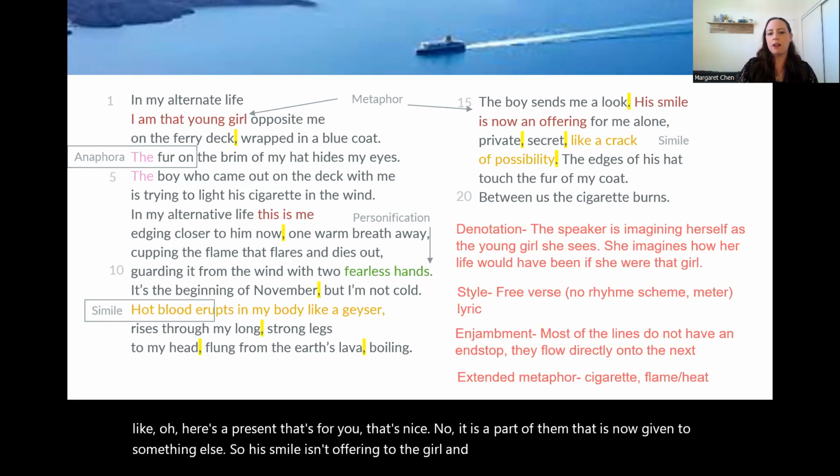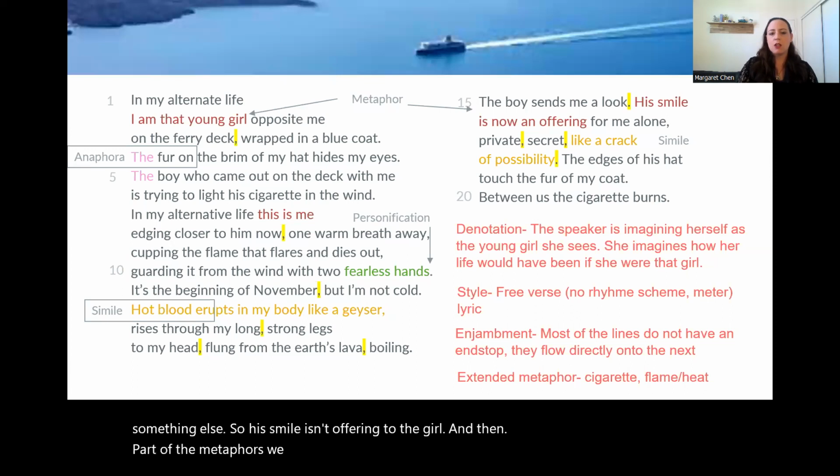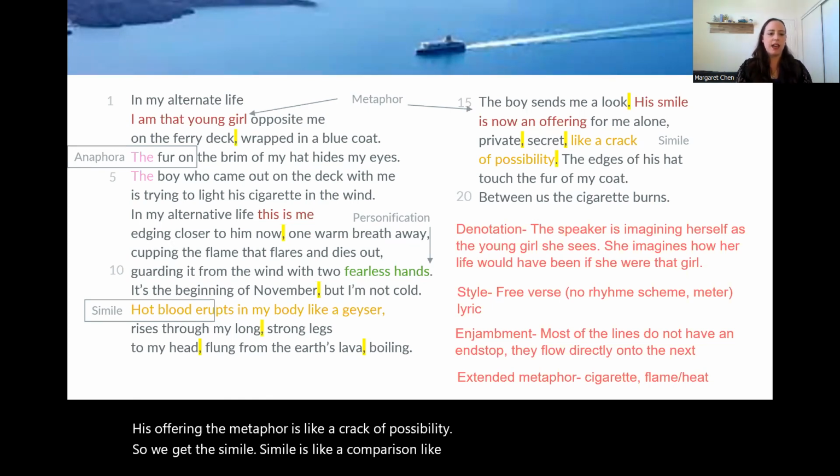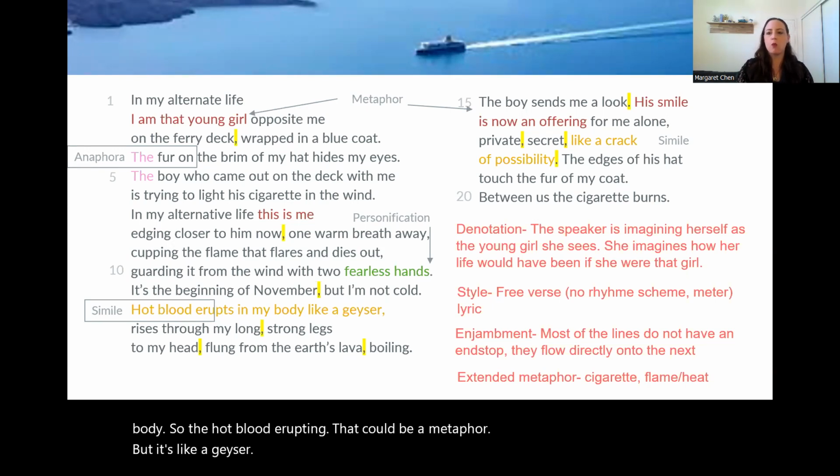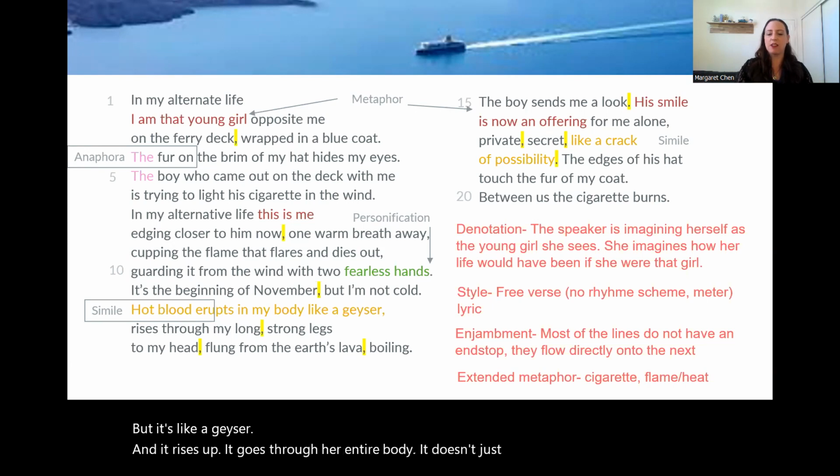And then part of the metaphors we have are the similes. So we have his offering, the metaphor is like a crack of possibility. So we get the simile. Simile is a comparison using like or as. We have on line 13, hot blood erupts in my body. So the hot blood erupting, that could be a metaphor. But it's like a geyser. And it rises up. It goes through her entire body. It doesn't just stay still. It rises up like a geyser up through her whole being.